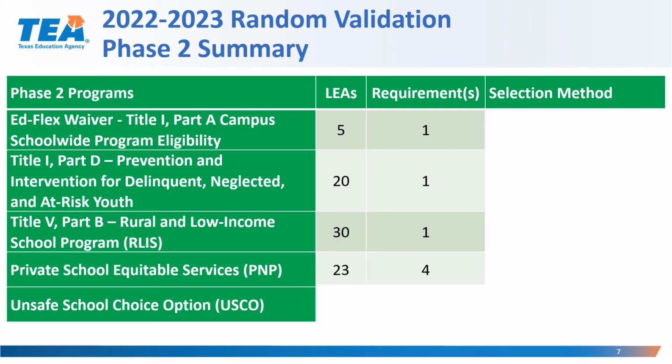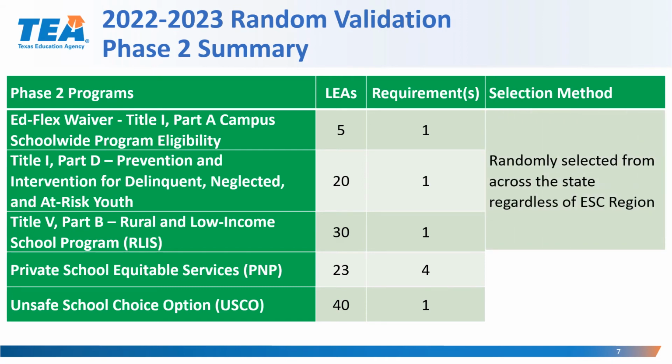Private school equitable services, 23 LEAs will be selected from across the state. They will submit for one of 4 requirements. And for unsafe school choice option, we have 40 LEAs that will submit documentation for one requirement. Again, the selection method for the first 3 programs, EdFlex Waiver, Title I Part D, and Title V Part B, will be randomly selected from across the state regardless of the ESC region. For private school equitable services, 0 to 2 LEAs per ESC region have been selected, and for unsafe school choice option, 2 LEAs per ESC region have been selected.